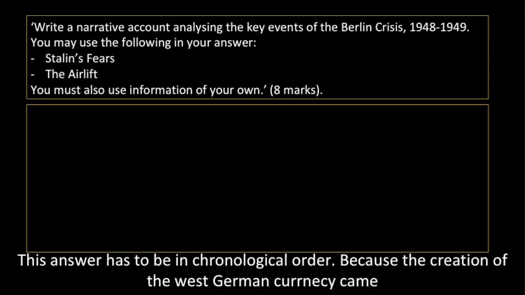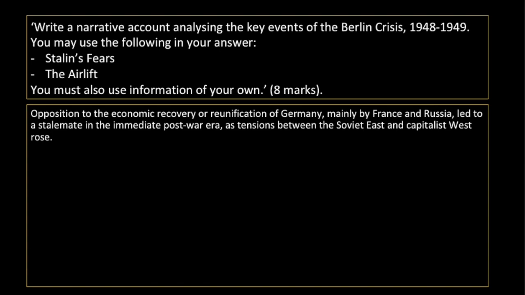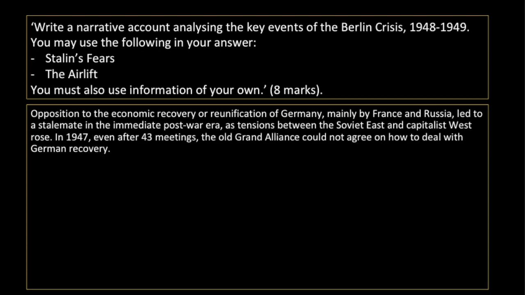Because the creation of West German currency came before the Berlin blockade, I will start with that. Opposition to the economic recovery or reunification of Germany, mainly by France and Russia, led to a stalemate in the immediate post-war era, as tensions between the Soviet East and capitalist West rose. In 1947, even after 43 meetings, the old Grand Alliance could not agree on how to deal with German recovery.